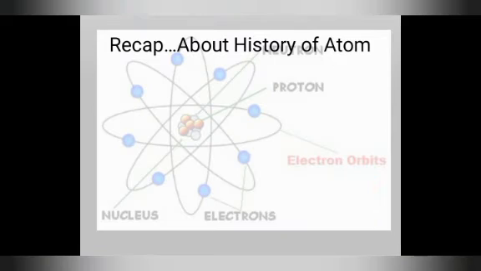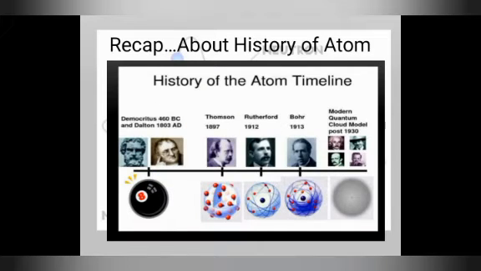Okay, so let's start. Recap about the history of the atom. Yesterday we did the history of the atom. In the timeline you can see Democritus, 460 BC, and Dalton, 1803. Two of the greatest scientists, who played a very important role in the chemistry field. Then after that, Thomson, Rutherford, and Bohr started.